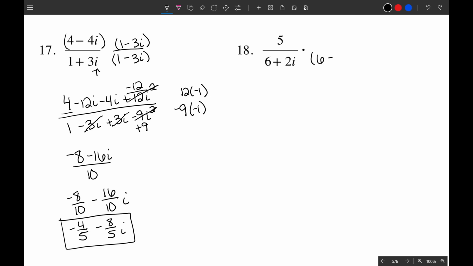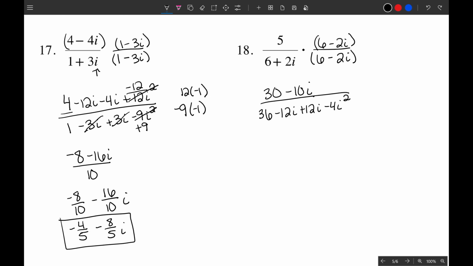All right, I don't like the i being on the bottom on number 18, so I'm going to multiply by 6 minus 2i because that's the conjugate. We always multiply by the conjugate. 5 times 6 is 30. 5 times negative 2 is negative 10i. 6 times 6 is 36. 6 times negative 2i is negative 12i. 2i times 6 is positive 12i. And 2i times negative 2i is negative 4i squared.